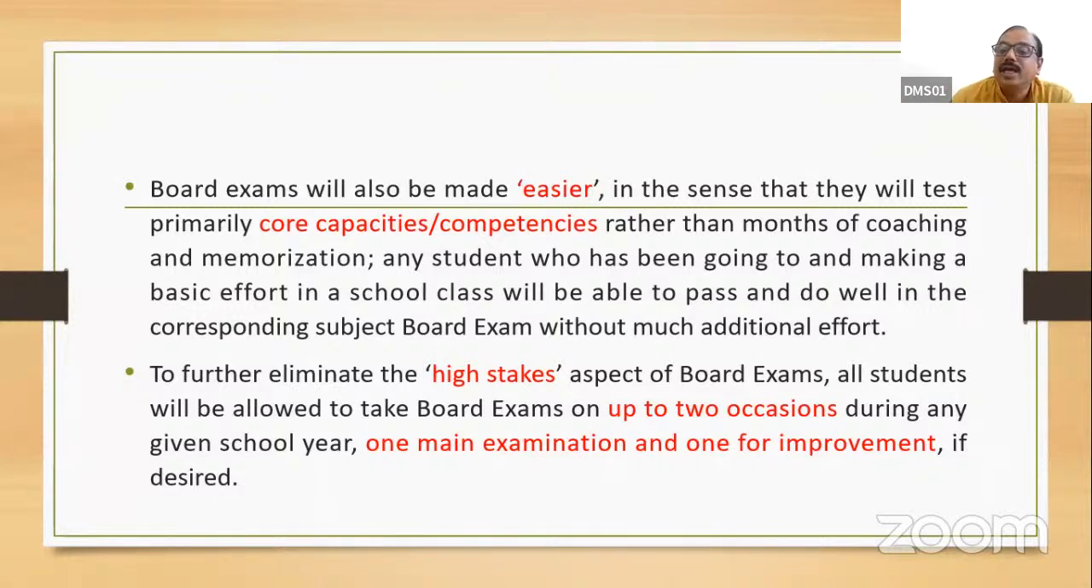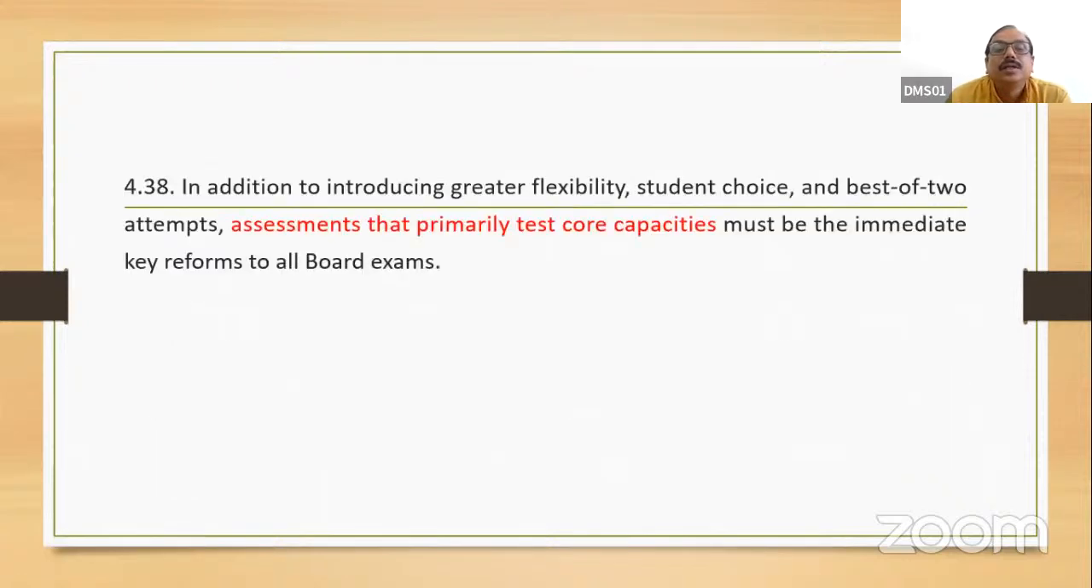And two board examination options will be given. One, the general main examination. After that, if the child feels he has got the ability to improve his result, even then he may be. And the improved result can be accepted and taken for his understanding. So introducing greater flexibility, student choice, and best attempts assessment that primarily test core capacities must be the key reforms in the whole board examination.